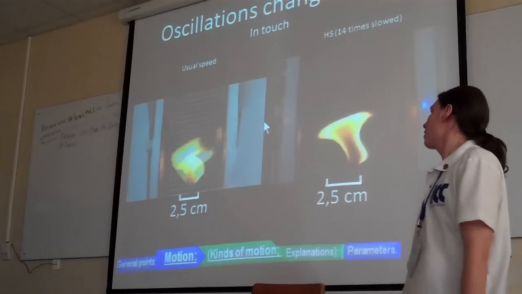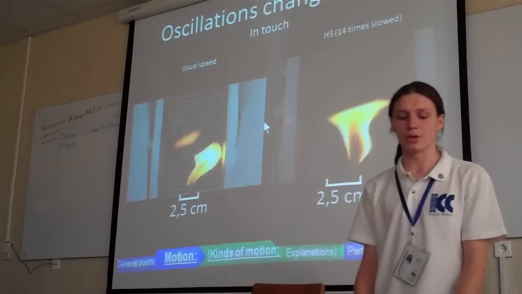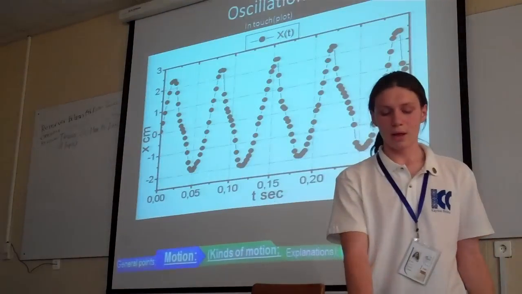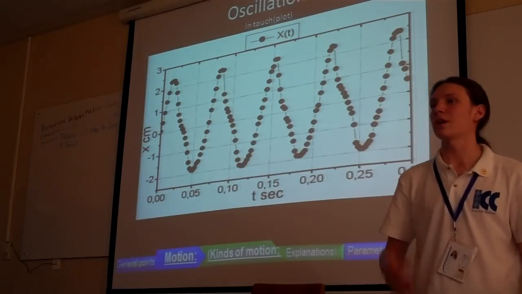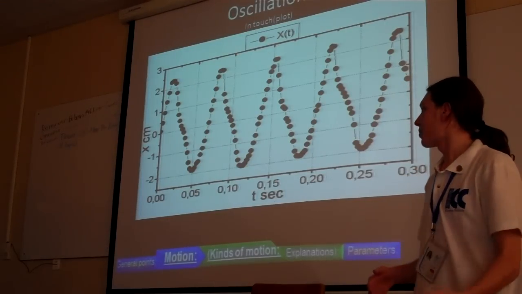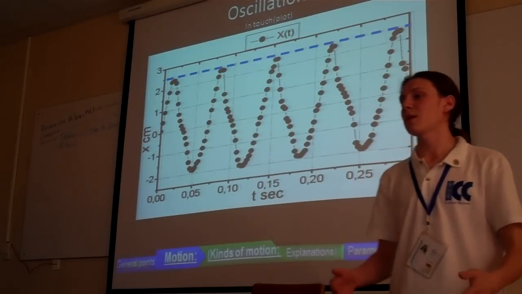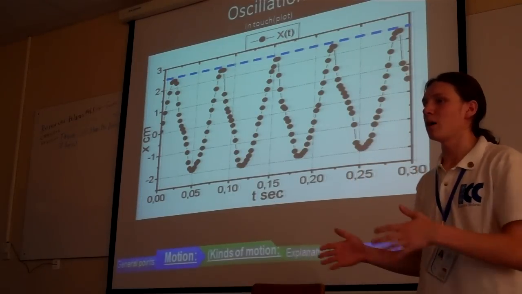Here you can see another type of oscillations. The left video is unslowed and the right is slowed 14 times, as you see. Well, here is the plot of oscillations. We used special software to take points on the border of the flame. And here we can see that the maximum deflection of the flame is fixed. That happens because the flame touches the plate, and of course it can't pass through it.